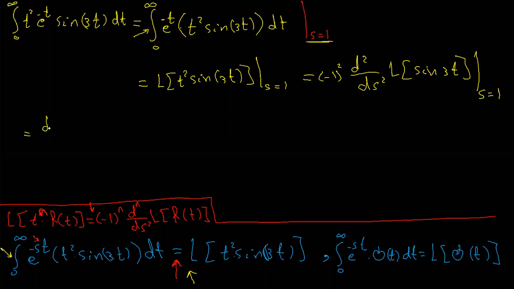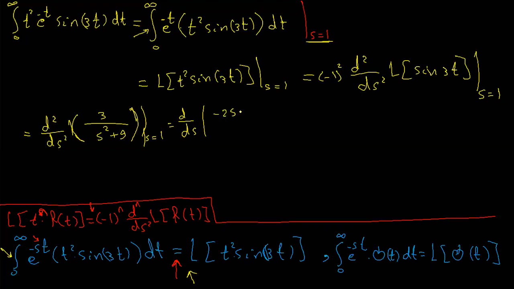Equal. I'm going to write here the second derivative, d over ds squared, of Laplace of sine 3t. I know the Laplace of sine 3t is 3 over s squared plus 9. Don't forget, your S is 1. First derivative: I'm going to differentiate, down times up, zero minus 2s times 3, divided by s squared plus 9, all squared. Don't forget that your S is 1.